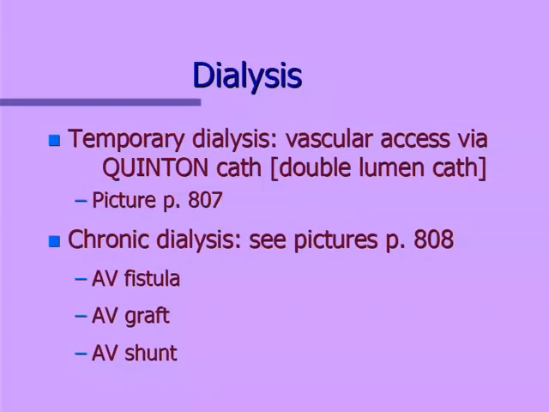Chronic dialysis, there are pictures on page 808. They'll have either a fistula, a graft, or a shunt. With the fistula, you risk arterial insufficiency. You need to assess for a bruit and a thrill. Now, a bruit you listen to, and that indicates turbulent flow. And there's going to be turbulent flow because these are not normal to have a fistula, a graft, or a shunt. A thrill is when you put your hand very lightly over the site and you feel the blood go through there.